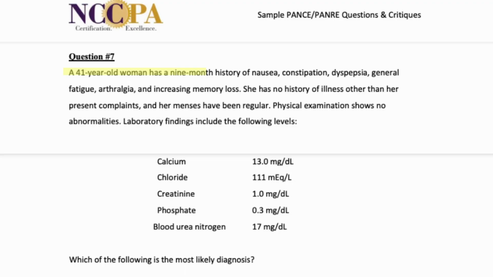Now we're going to read through the question and we're going to conceptualize things as we read. 41-year-old woman has a 9-month history of nausea, constipation, dyspepsia, general fatigue, arthralgia, and increased memory loss. She has no history of illness other than her present complaints, and her menses have been regular. Physical exam shows no abnormalities. Lab findings include the following levels.